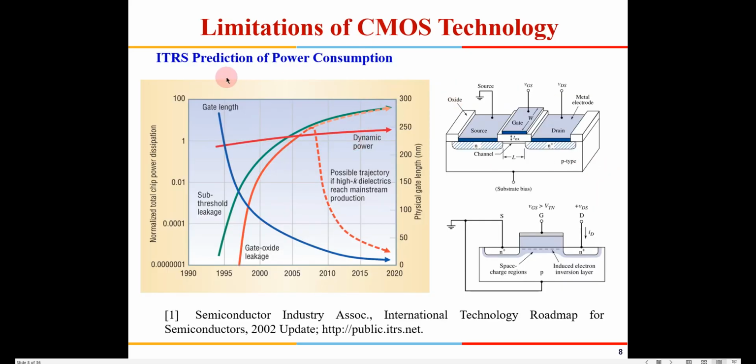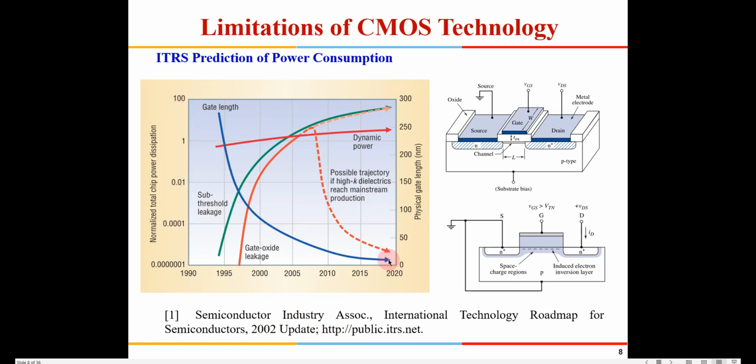Let's also discuss some limitations of CMOS technology. This was the ITRS prediction: by the time you come to 2020, the device size is going to be a few nanometers. You see here the gate length, the blue line, this is 50 nanometer, and then here it is coming to 7 nanometer. This prediction was made in 2002, and it has almost come true.